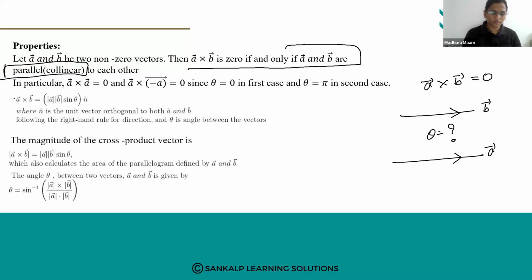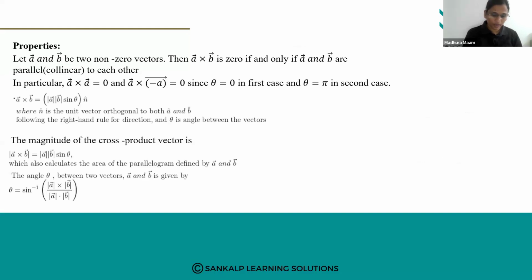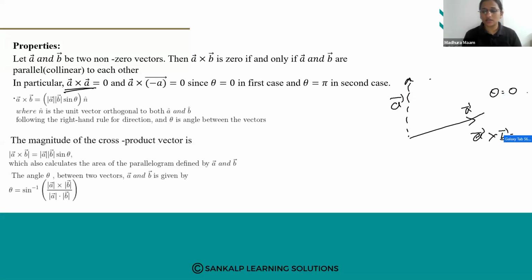Next, A cross A is 0. Why? There is only one vector. There is no other vector like this to give you the perpendicular vector. So A cross A is always 0. It means when there is just A, theta is not defined, that means theta is 0. If theta is 0, we saw that A cross B is 0. Similarly here, A cross A is 0.